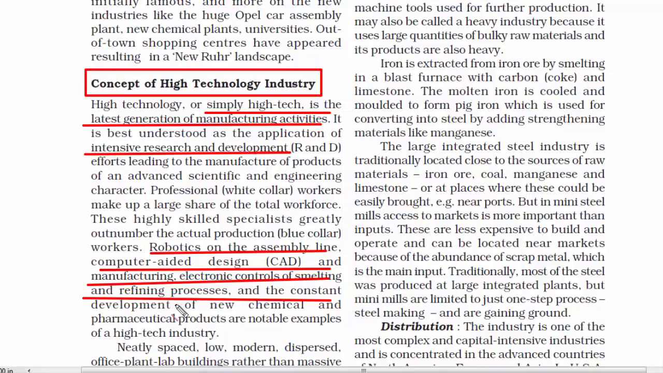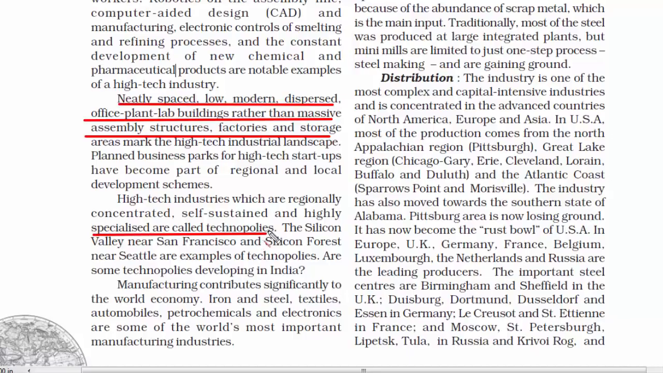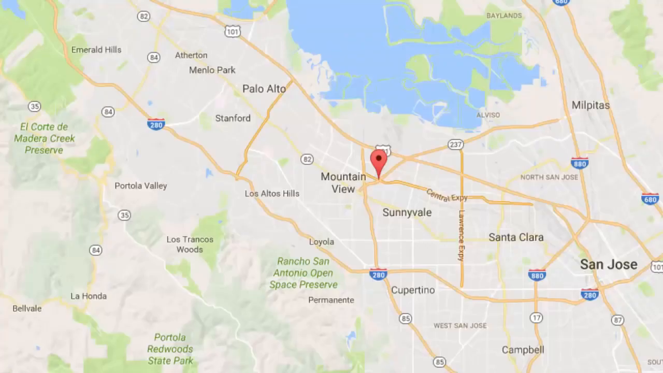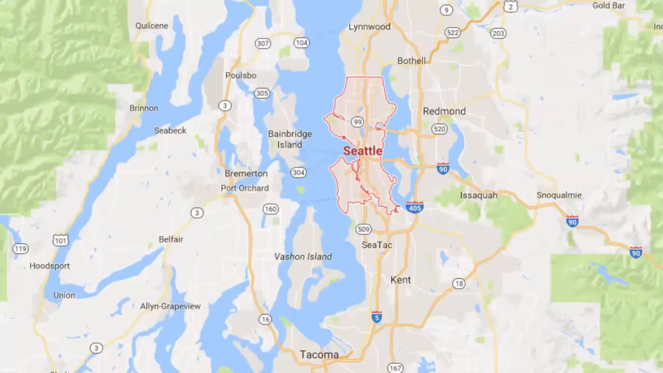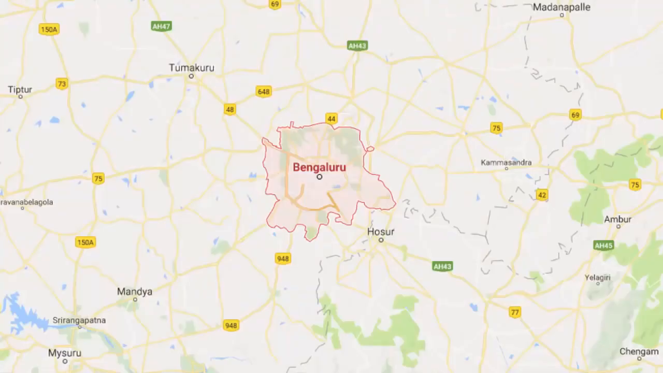The environment around these industries is made up of neatly spaced, low modern office buildings rather than massive assembly structures, factories, chimneys, and storage areas. These areas are so-called technopolis. Some examples are the Silicon Valley near San Francisco and Silicon Forest near Seattle. Then in India, Bangalore is known as the hub of information technology.